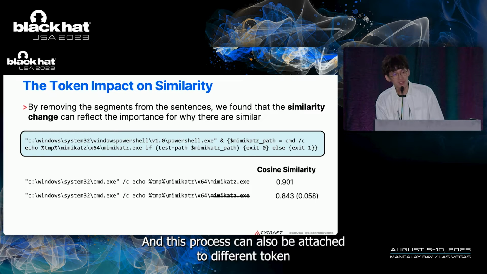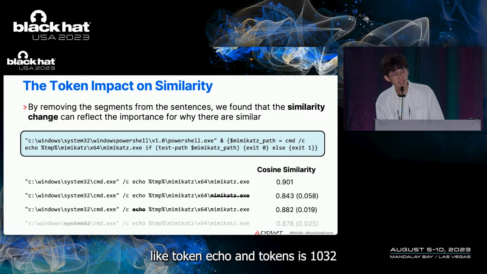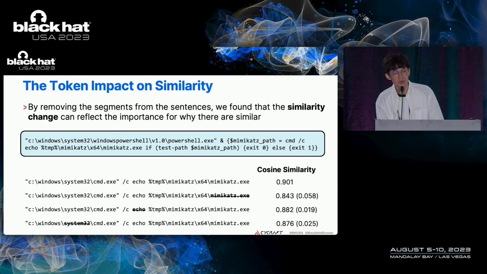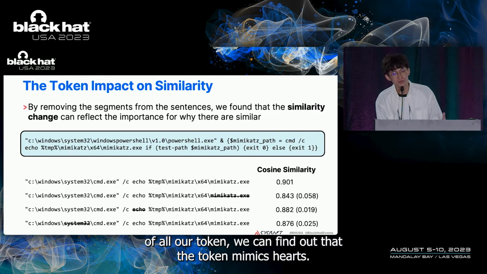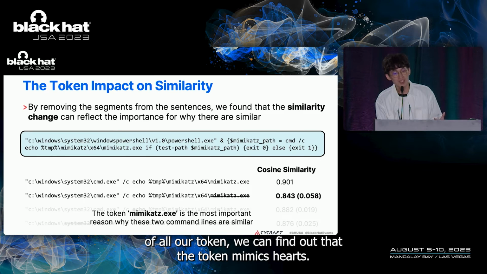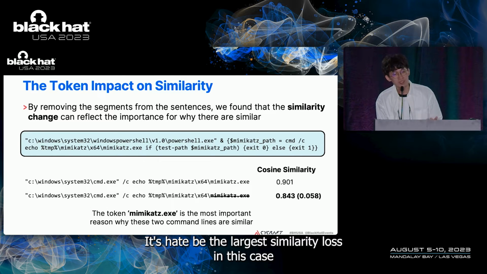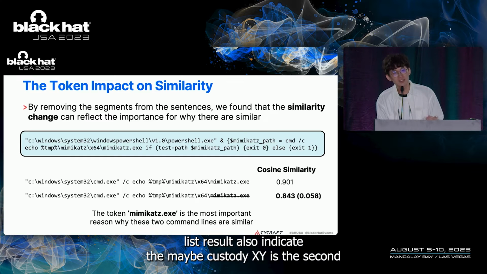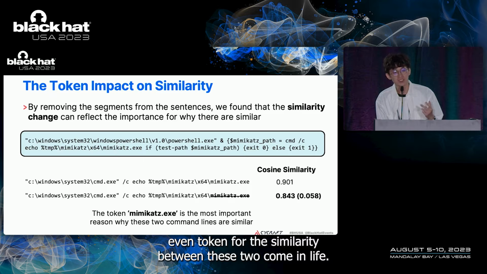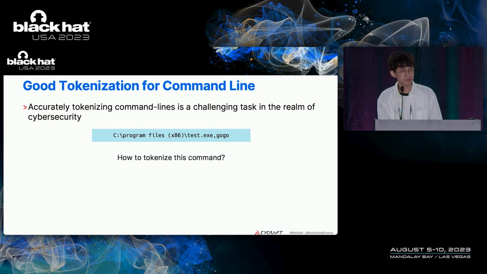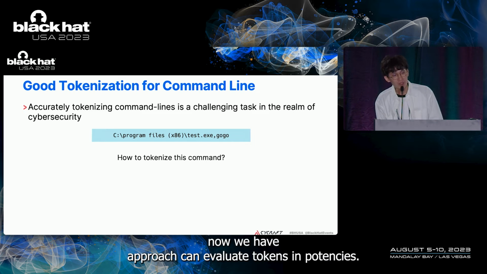This process can also be applied to other tokens like echo and system32. After calculating the importance scores for all our tokens, we find that the token mimicast exhibits the largest similarity loss in this case. This result indicates that mimicast.exe is the significant token for the similarity between these two command lines. So for now, we have an approach that can evaluate tokens' importance.